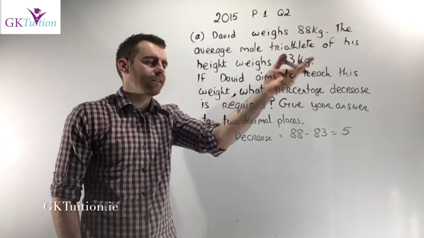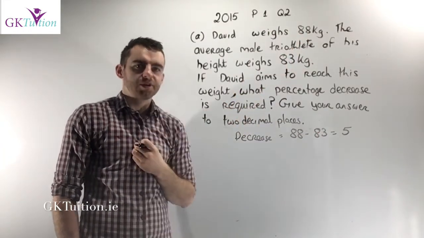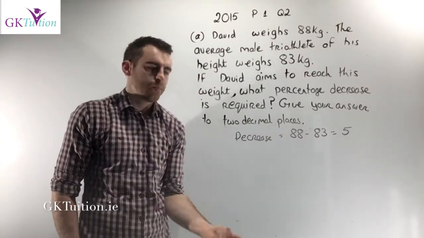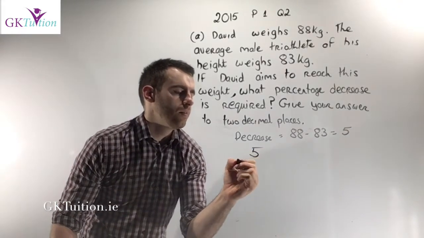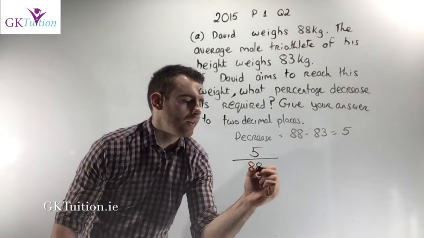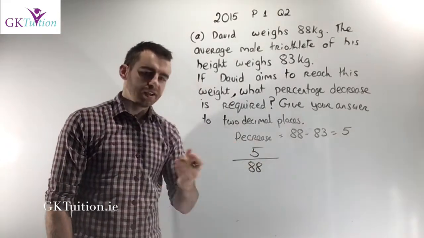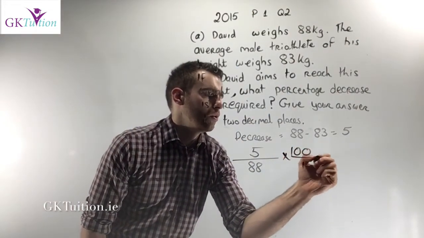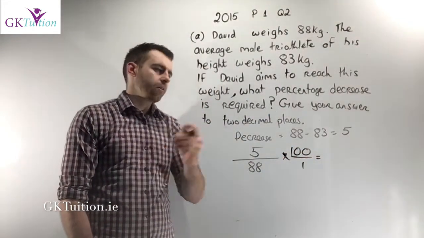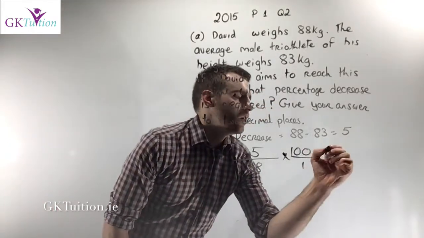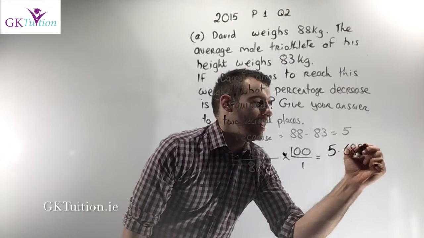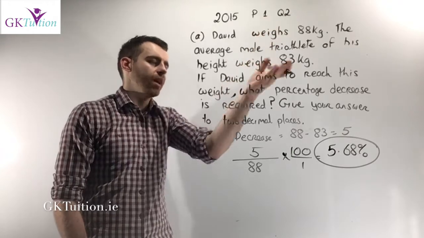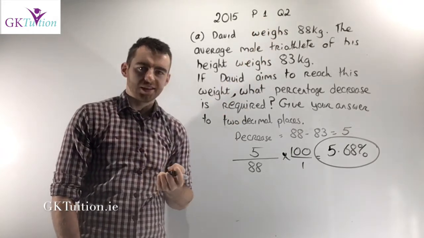So I need to get 5 as a percentage of 88 because his original weight, I want to get what percentage of his original weight is he losing? So in this case, it's going to be 5, the amount of weight he wants to lose, divided by his actual weight. I want to get 5 as a percentage of his starting weight, and to turn things into percentages, we multiply by 100 over 1. If you plug that into your calculator, the question asks you to leave it to 2 decimal places, so your answer is going to be 5.68%. The percentage decrease, if he went from his original weight down to 83, would be a 5.68% decrease.